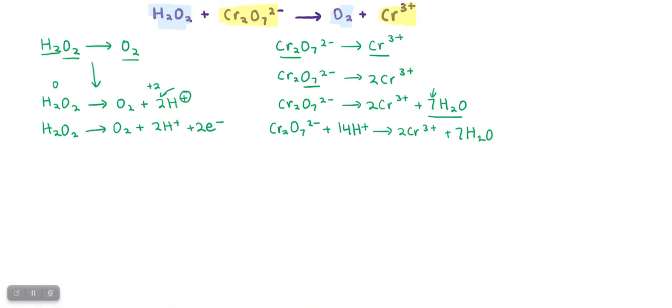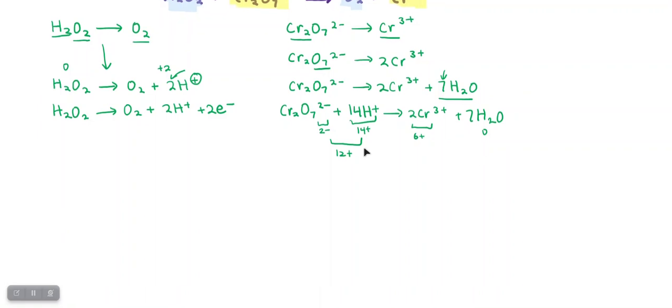Now for the right equation, over here, this is 14 plus. We have 2 minus over here. So altogether, this is going to be 12 plus. And then this water is just 0, and here we have 6 plus charge. And don't forget, we have to multiply the coefficient. So to balance this, we have 12 on this side and 6 on that side. So what we can do is add 6 electrons to this side to make the net charge 6 plus.